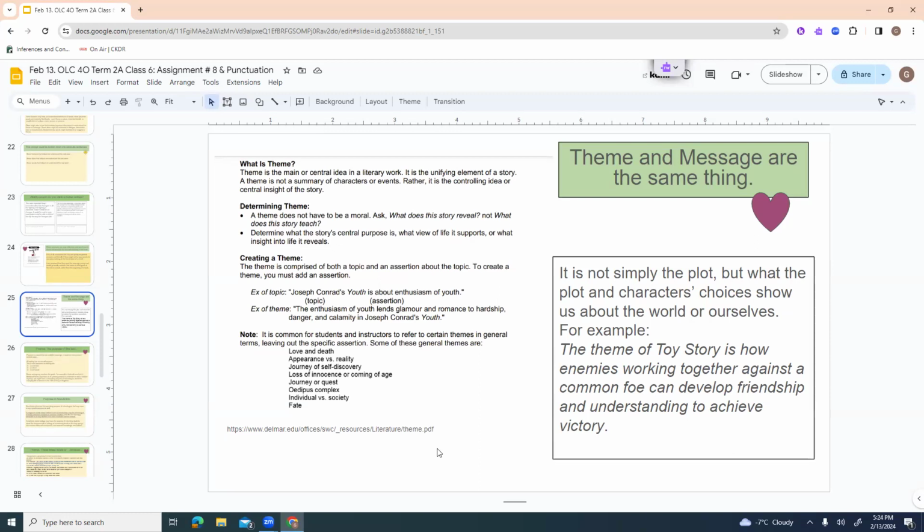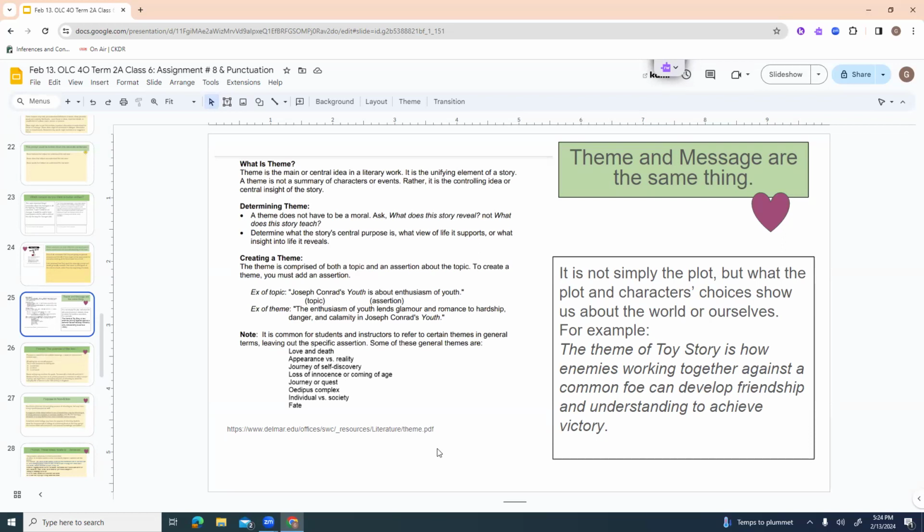Here are some examples of themes that come up over and over again, though, in all sorts of writing: love and death, appearance versus reality, journey of self-discovery, loss of innocence or coming of age, journey or quest, Oedipus complex, individual versus society, fate. So it's not just the plot, like the events, but what the plot and the characters' choices show us about the world or ourselves.